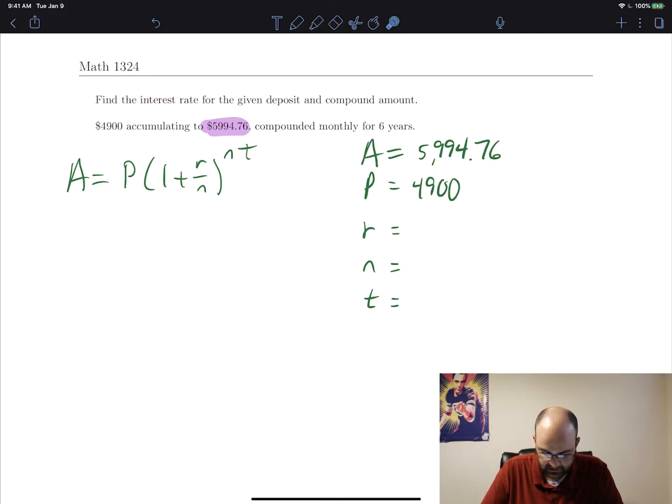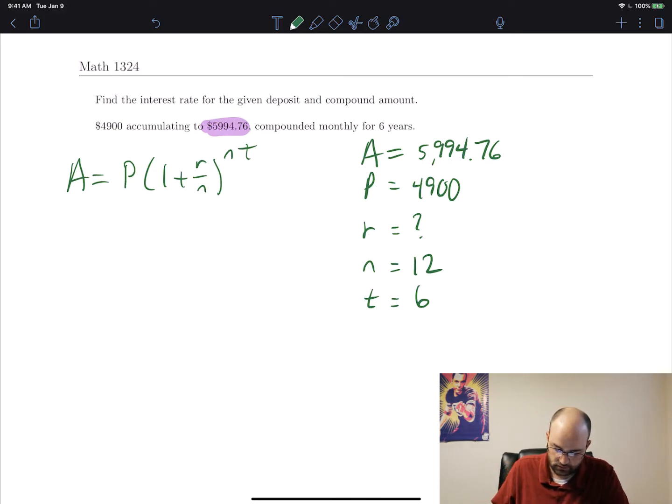We want to find the interest rate, so that's what r is. n is the number of compounding events per year. And if you look at this, it's compounded monthly. And ask yourself, how many months are there in a year? Well, last I checked, there were 12 of them. At least that's what I think there are. Time, t, there are 6 years. Good deal. And now we want to solve for r.